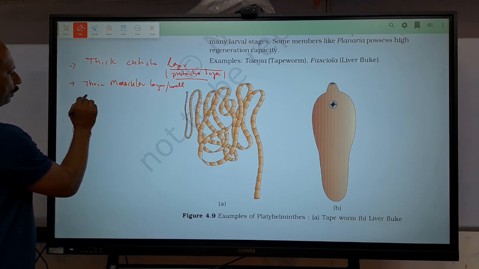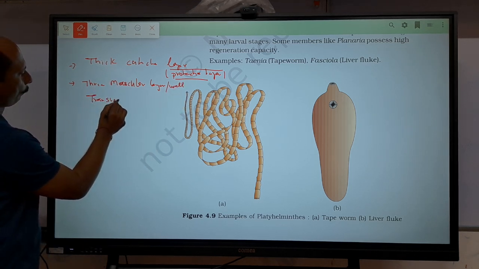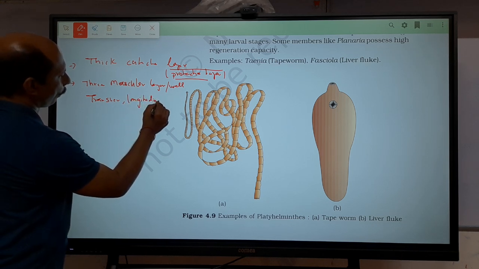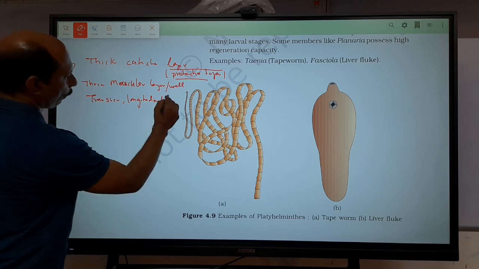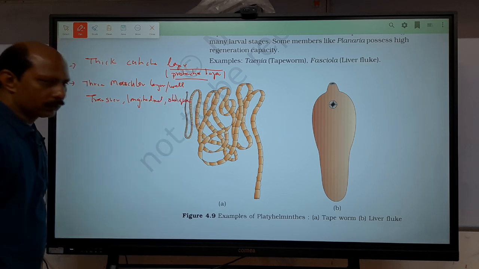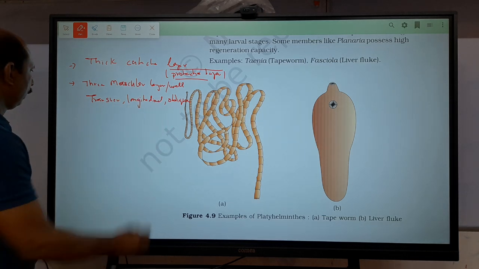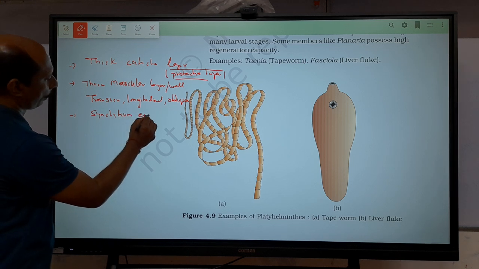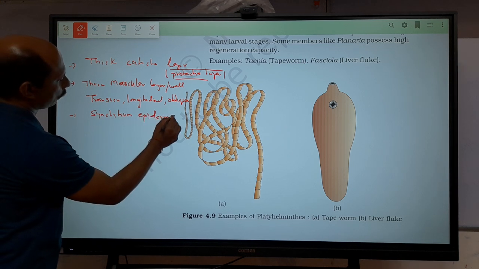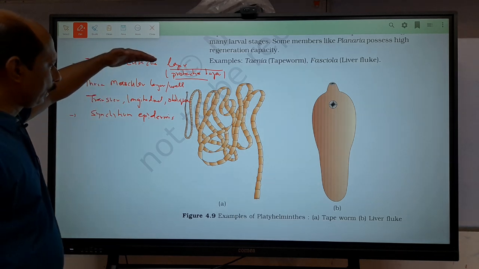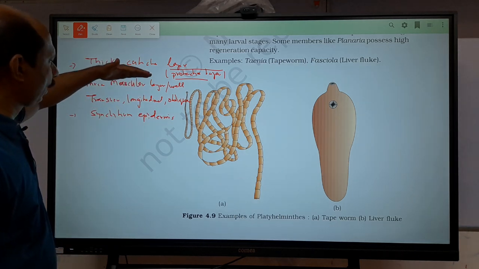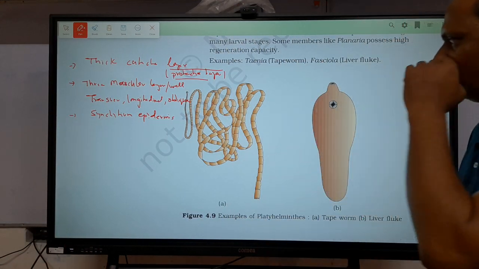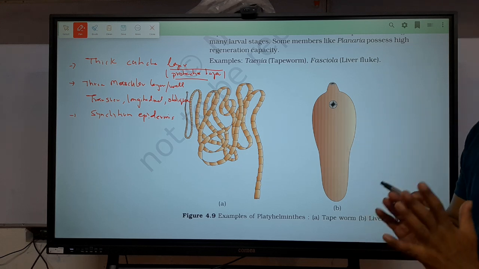These are first transverse, longitudinal and oblique. Three muscle layers are there in the whole body. They also show syncytium epidermis. So the outer layer is cuticle, then the epidermis is there, and after the epidermis they have three muscular layers in their body wall. They are acoelomates, meaning they have no coelom cavity.